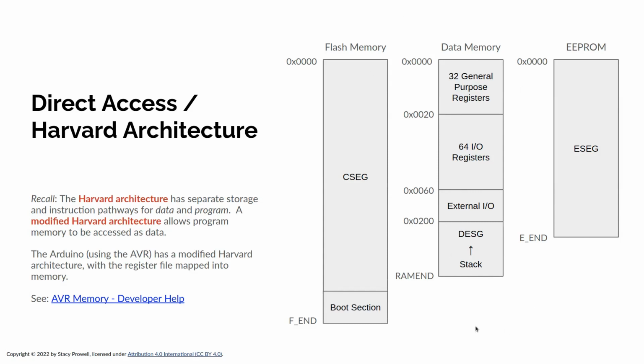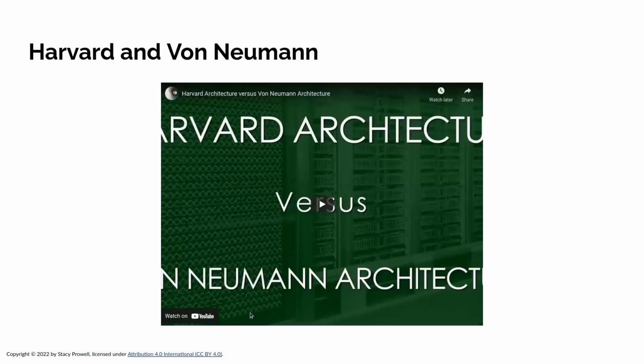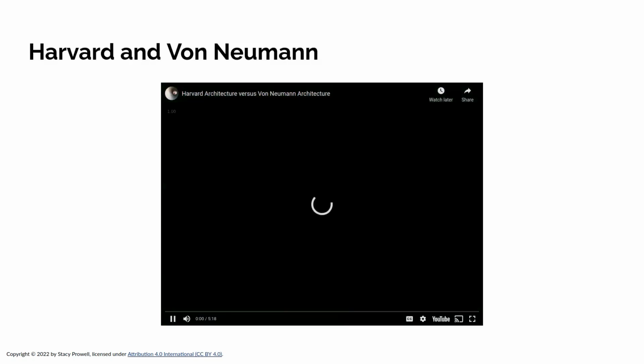And so this is my data segment. Over here's my code segment. And over here is my EEPROM segment, my extra segment, we want to call it. And they all can be addressed. And you'll notice the addresses are the same. So the address 40 might be somewhere in here or somewhere in here or somewhere in here, depending upon what I'm trying to do. If you want to know more about Harvard versus von Neumann, there's a video here that I will skip, but you're welcome to peruse it.